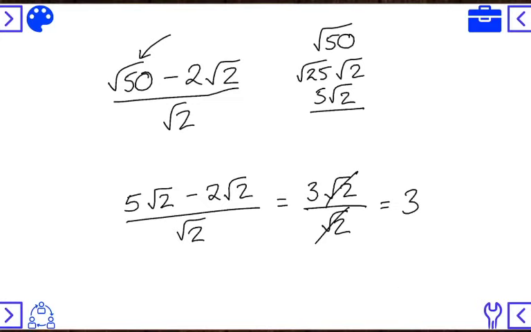And the key success criteria for this last bit mainly involved our ability to collect like terms and then also multiply it successfully.